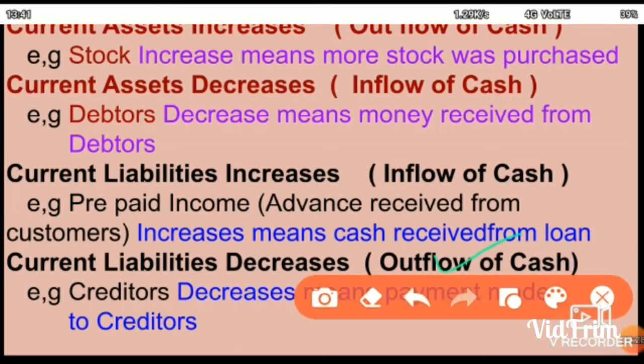To explain this, let me take the example of creditors. Creditors is a current liability. Let us assume that the opening value of creditors is 7,000 and the closing value is rupees 5,000. There's a difference of rupees 2,000. We assume that the business has paid rupees 2,000 to the creditors. As a result, the creditors have decreased by 2,000 during the year. So there is an outflow of cash of rupees 2,000 as payment to creditors. So if current liabilities decrease, we assume that there is an outflow of cash.